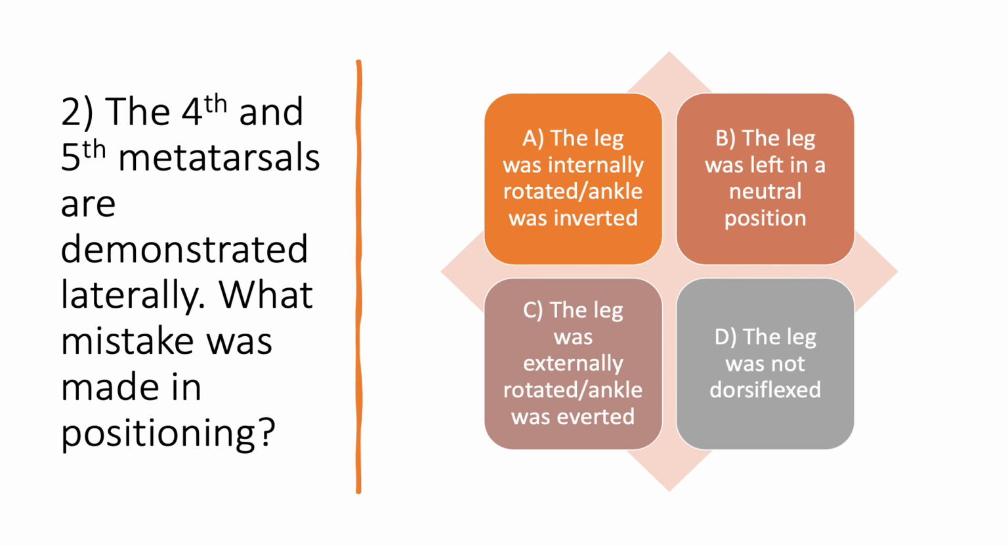Number 2. The fourth and fifth metatarsals are demonstrated laterally. What mistake was made in positioning? A, the leg was internally rotated and or the ankle was inverted. B, the leg was left in a neutral position. C, the leg was externally rotated and or the ankle was everted. D, the leg was not dorsiflexed. The correct answer is C, the leg was externally rotated or the ankle was everted.